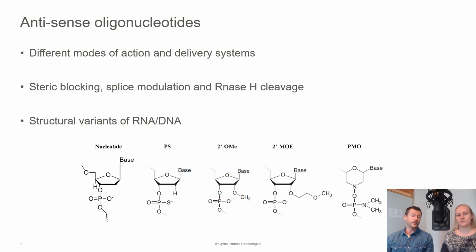Yeah, so there are different structural variants of those RNA and DNA. The first at the left is the nucleotide without any modification. And then the first generation of oligonucleotide is the phosphorothioate. Then the second generation is the 2'-O-methyl and the 2'-methoxyethyl version, and the third generation, which is the PMO, and we used this chemical structure to generate the data we are going to present to you.